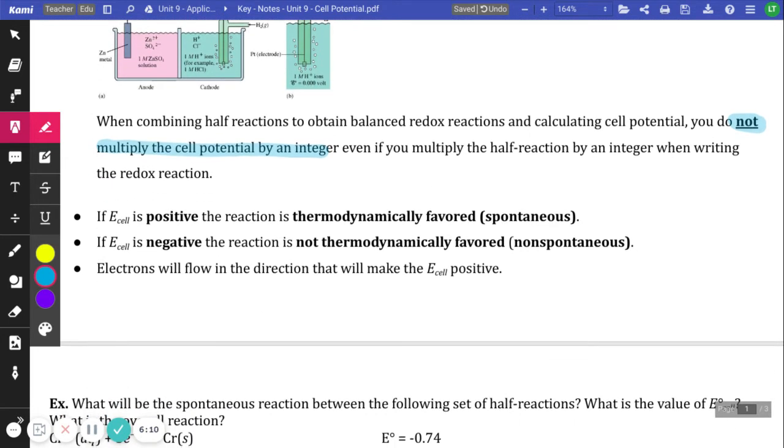All right. And so if our cell potential is positive, the reaction will be thermodynamically favored. If the cell potential is negative, it's not thermodynamically favored. And what's going to happen is our electrons are always going to flow in a way that will make E cell positive. So even if they don't tell you who's oxidized and who's reduced, we can figure it out because it's going to flow in a way that makes it positive, makes it spontaneous.